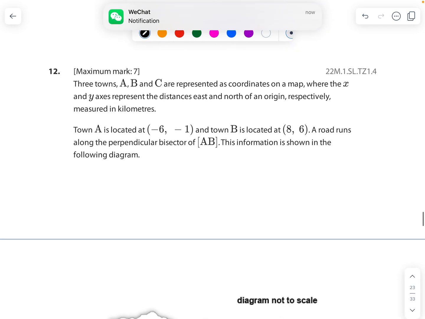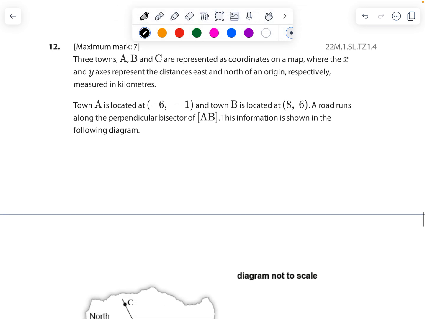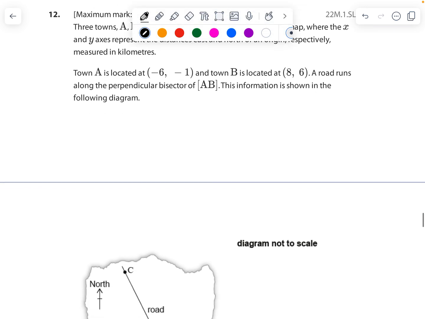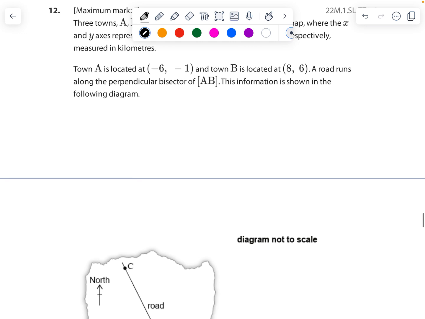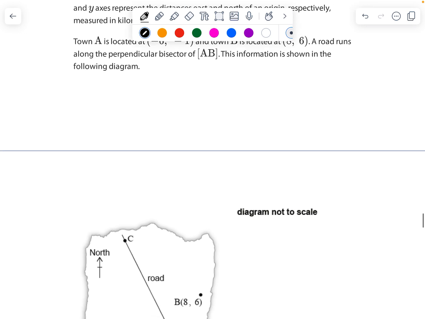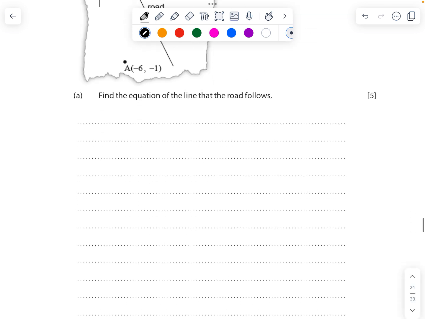Question number 12. Three towns A, B, C are represented as the coordinates on the map. Town A is located on the x-axis. Town B is shown. A road runs along the perpendicular bisector of AB. This information is shown in the following diagram. Find the equation of the line that follows AB.